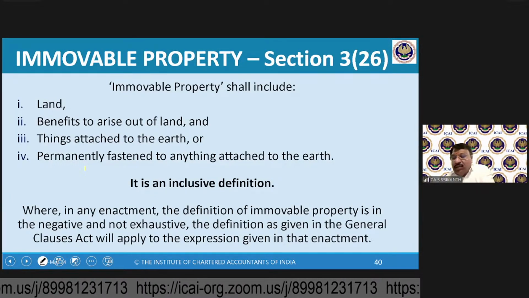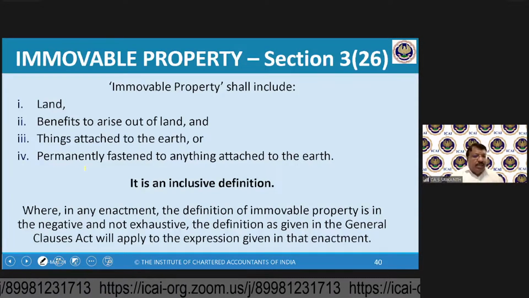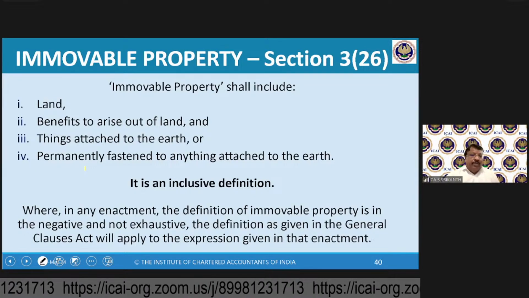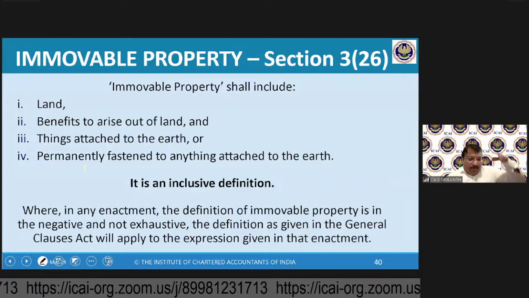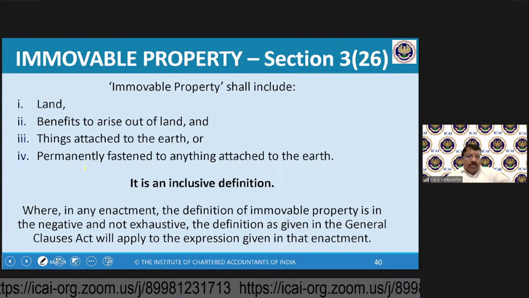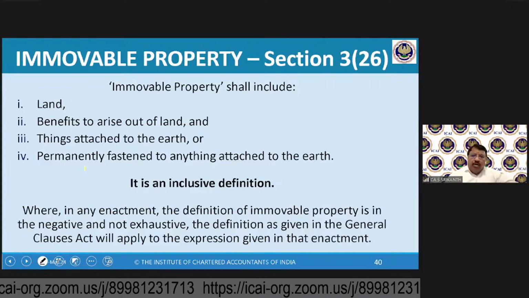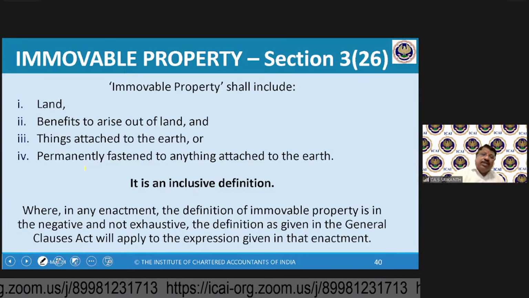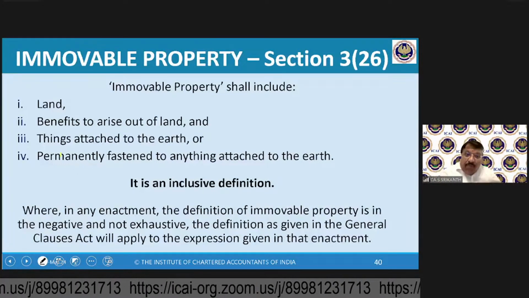See, a machinery, is it movable or immovable? I'll ask you, sir, is it permanently fastened to anything which is attached to the earth? For example, there will be a bolt, there will be a metal plate, and that metal plate will be bolted to the ground. And this machine will be permanently fastened through another nut to that metal plate, which is attached to the earth. So such a machinery would be strictly called immovable property. It's a very important definition.